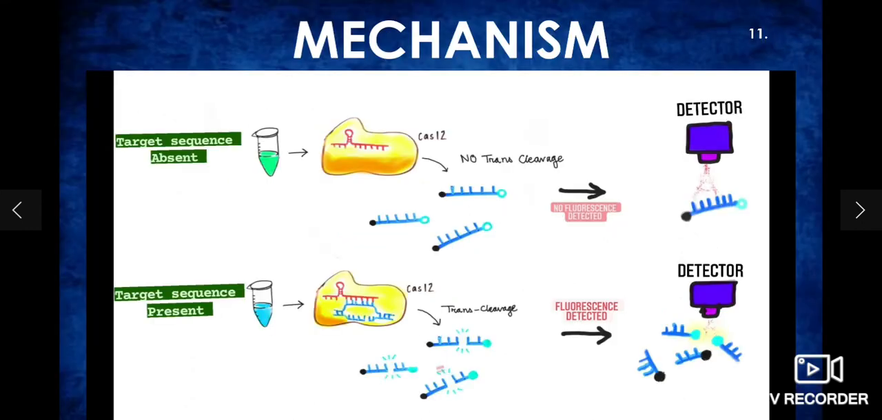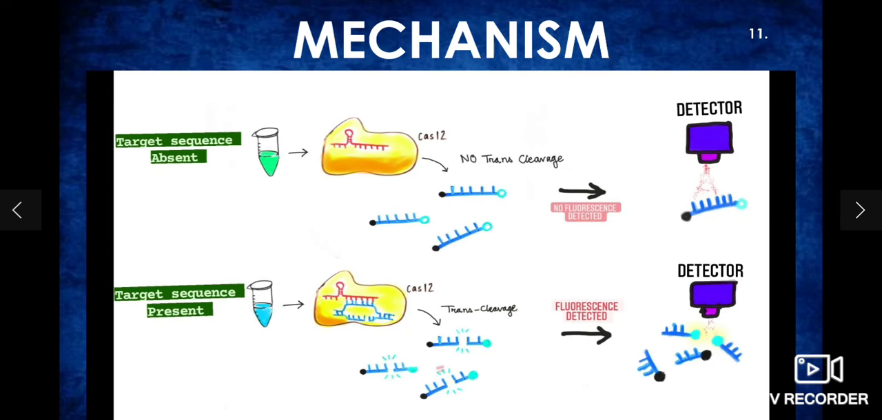Now coming to the mechanism, when the target sequence is present as shown below, the guide RNA recognizes and binds to the target sequence, which activates Cas13's trans-cleavage activity. Cas13 cleaves the reporter RNA. Now the quenching molecule is distant from the fluorescent molecule. It gives a fluorescent signal, which is detected by a photodetector, which confirms the presence of the target sequence.